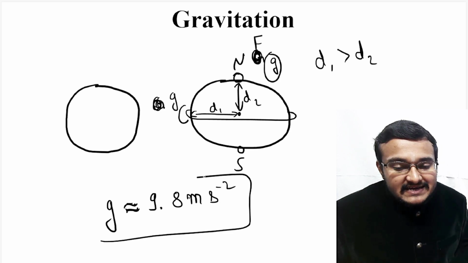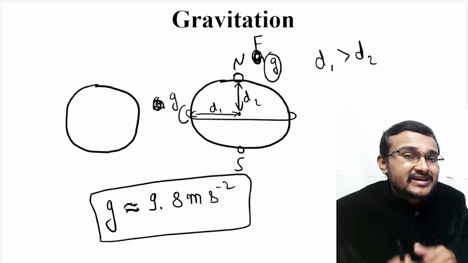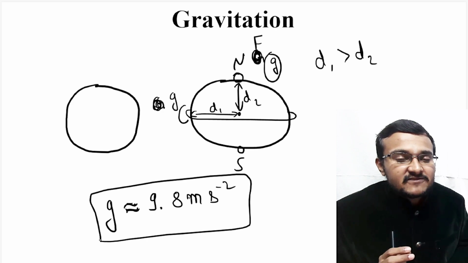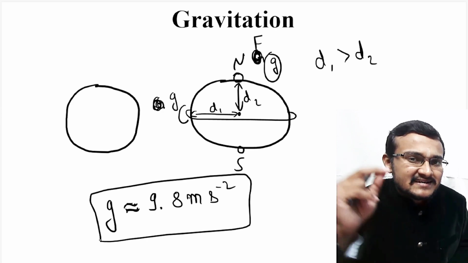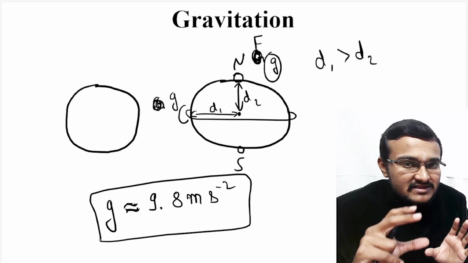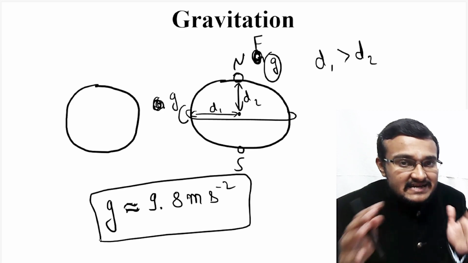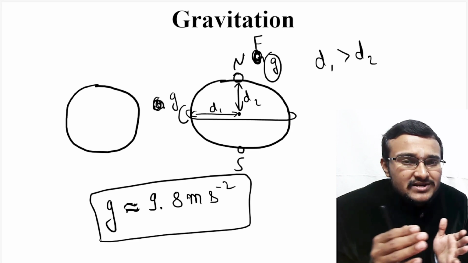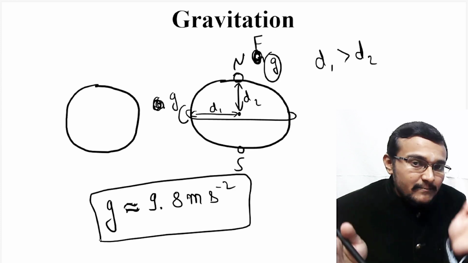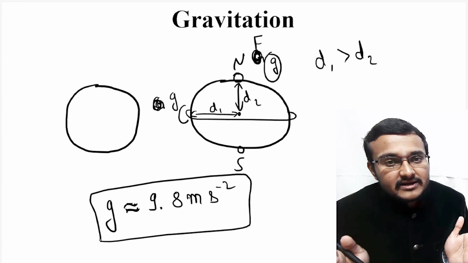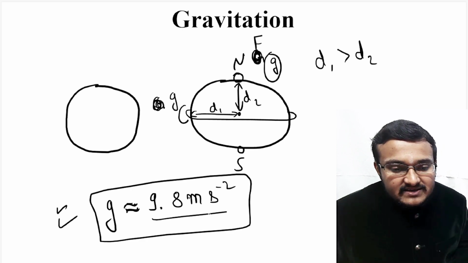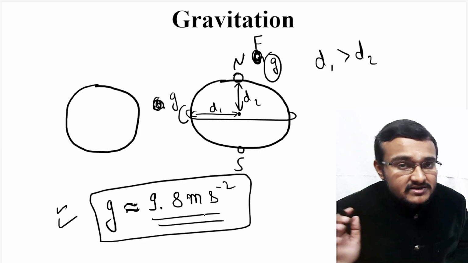You can consider this acceleration due to gravity to be constant throughout the earth's surface, because there is not much variation in gravitational force at the north pole and equator. Yes, of course, gravitational force is slightly more at the north pole and slightly less at the equator, but when you compare that with the entire gravitational force, there is only a negligible difference between the gravitational forces at the poles compared to the equator. So that's why approximately we consider the acceleration due to gravity to be equal to 9.8 meter per second square.